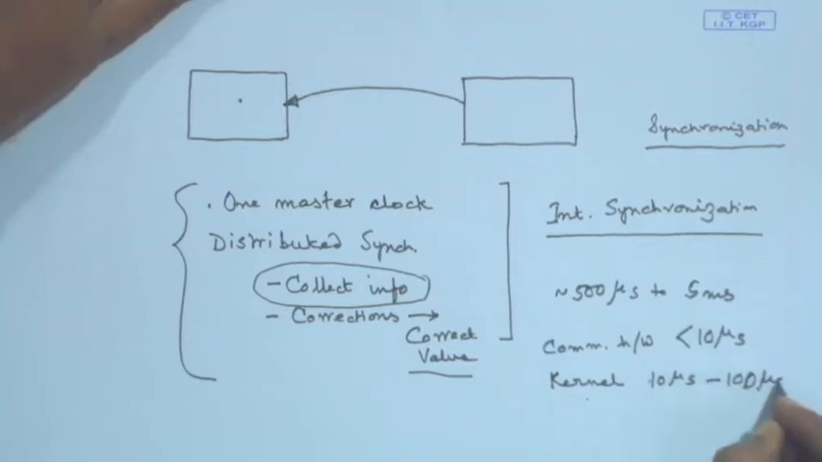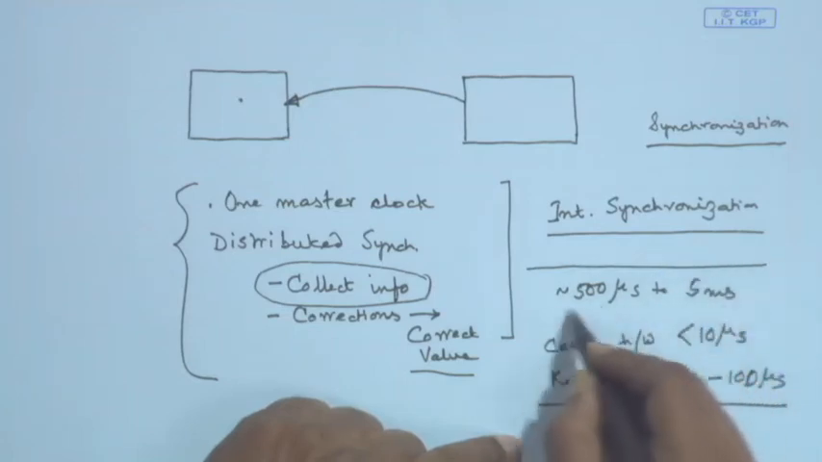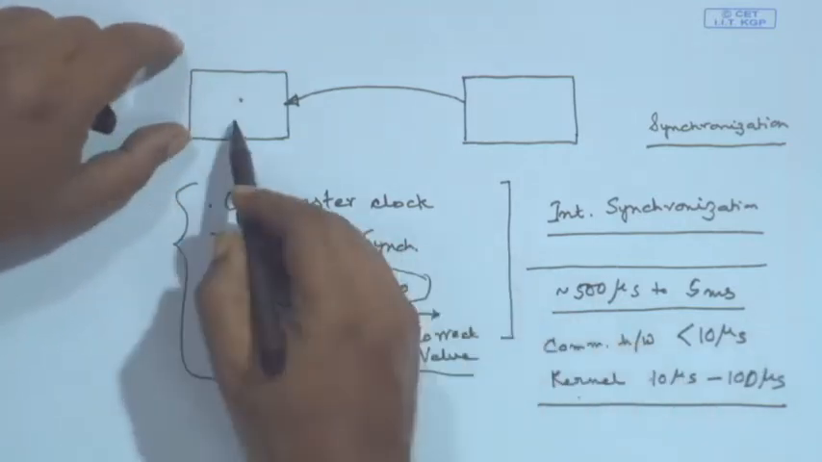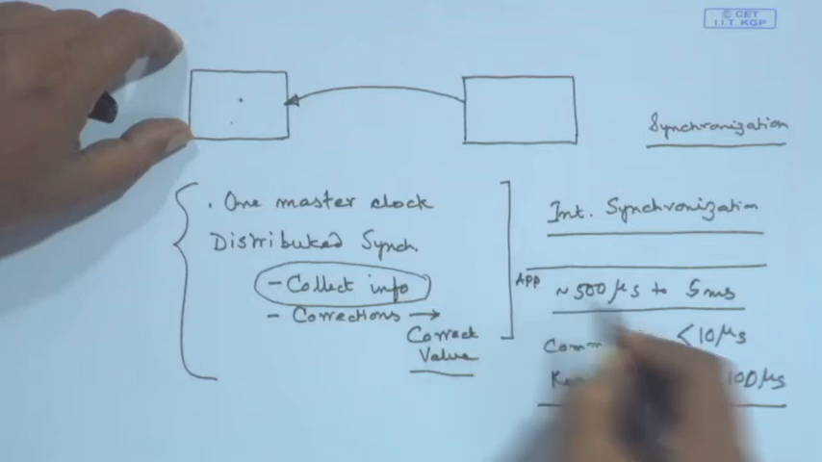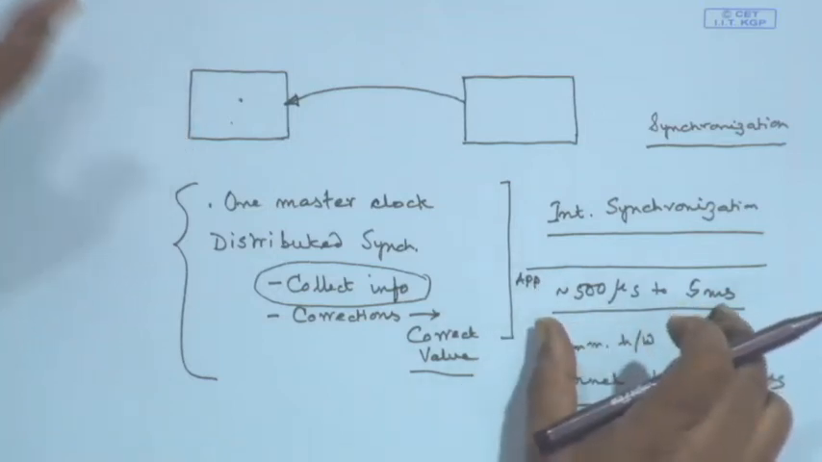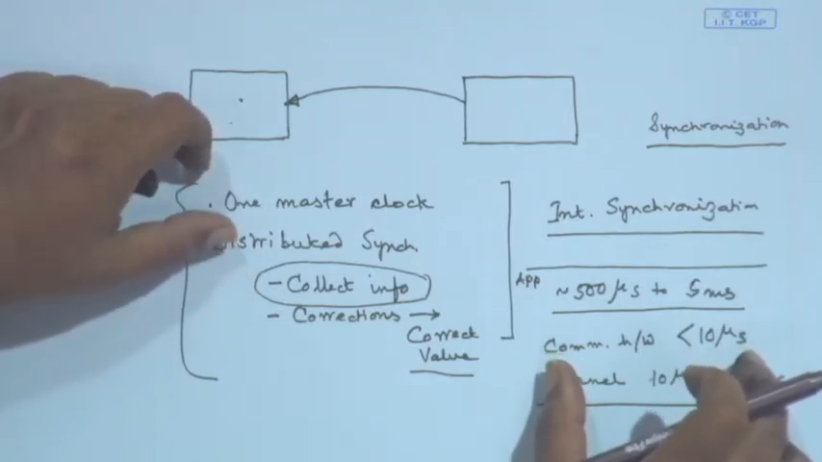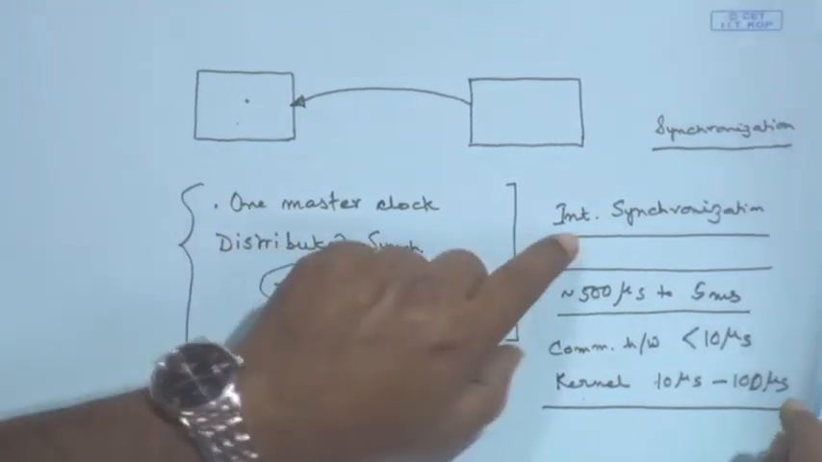So, these are the levels of precision that I want. The match between this one and this one at the application layer should be within this, the error should not be more than this, whereas for the communication hardware, it should be much more accurate. That is for internal synchronization, but sometimes we also do external synchronization.